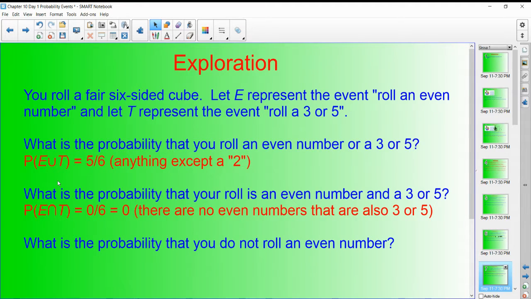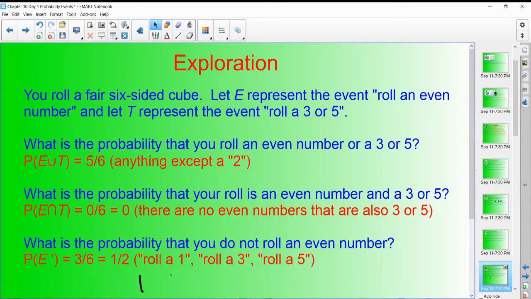Now the second one, what's the probability I roll an even and a 3 or 5? Well, if it's even, it's not a 3 or 5, so those are going to be called mutually exclusive. Okay, can't happen together. If I roll an even, it's a 2, a 4, or a 6. If I roll a 3 or 5, it's not even. Now the probability that I don't roll an even number, I use the complement symbol. So E not, or not E. Okay, not even, not even, not even. So the probability is 3 out of 6 or 1/2.